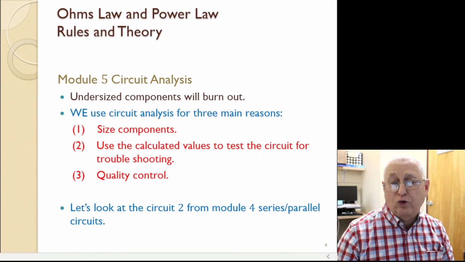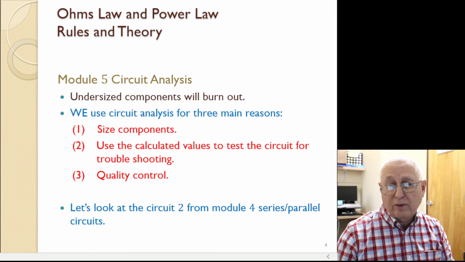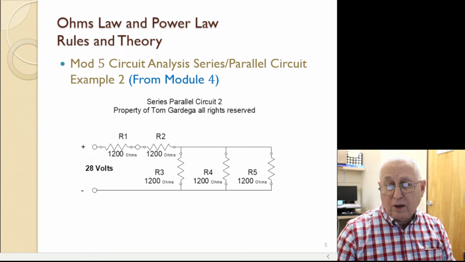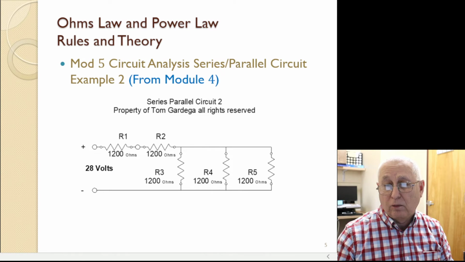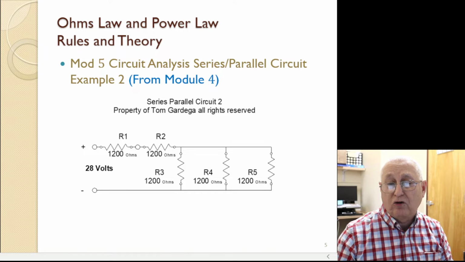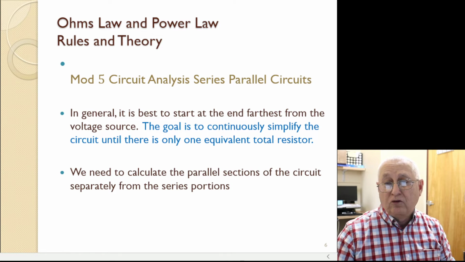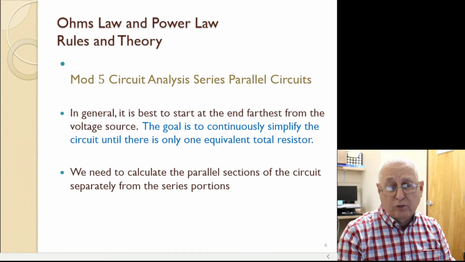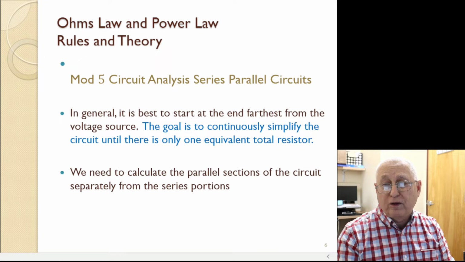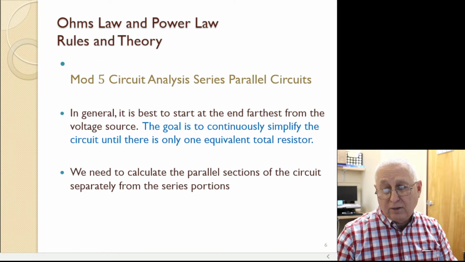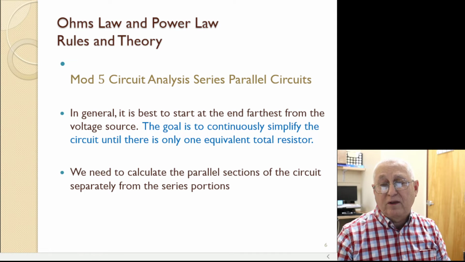So now let's look at Circuit 2 from Module 4, Series Parallel Circuit. In this circuit we have two resistors, R1 and R2. They're both 1200 ohms each, and they're in series with a group of three resistors which are in parallel, R3, R4, R5 being in parallel. We have a circuit supply voltage of 28 volts. In general, it's best to start at the farthest end from the voltage source. The goal is to continuously simplify the circuit until there is only one equivalent total resistor. We need to calculate the parallel section of the circuit separately from the series portions.